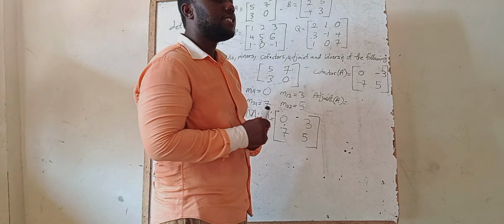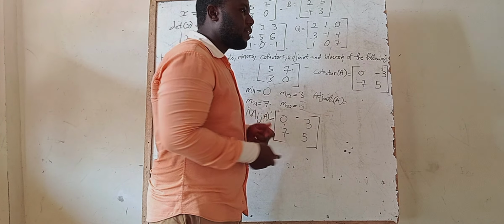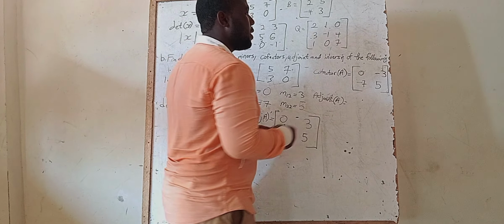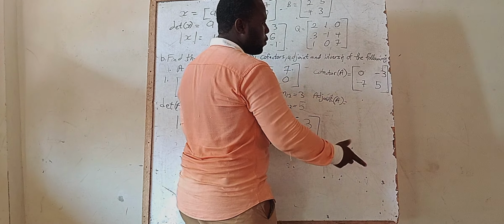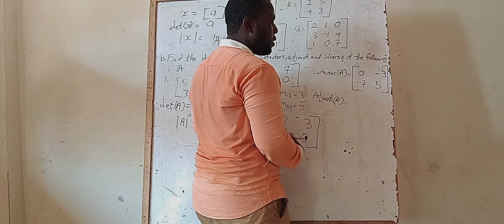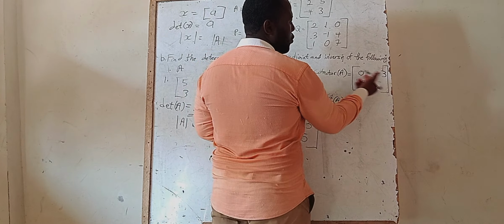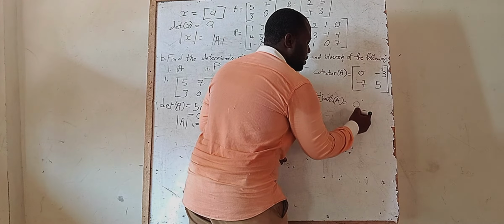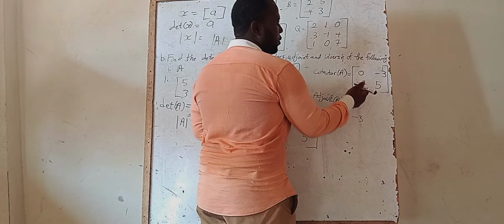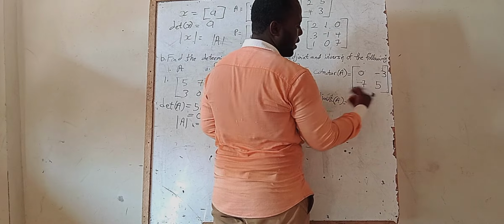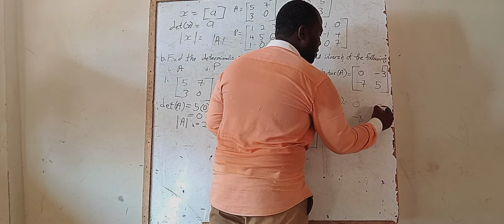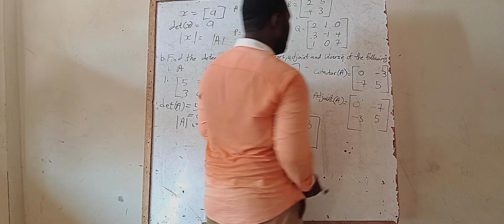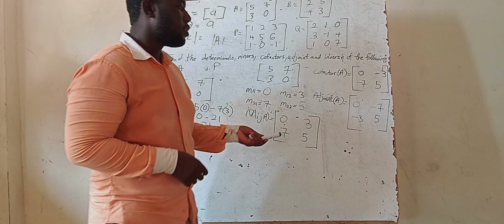So in our previous lecture, we said transposing is taking the rows and expressing them as columns. So we take the first row, express it as a column, take the second row, express it as a column. Over here we have 0 and negative 3. We express it as a column, 0, negative 3. We have negative 7, 5 as a column, it will become negative 7, 5. Now we found the adjoint of A.